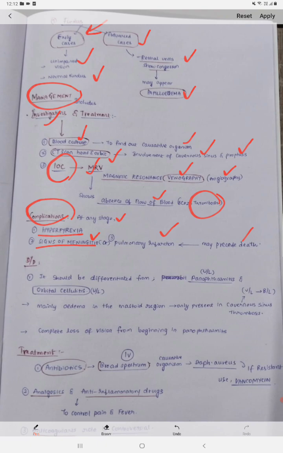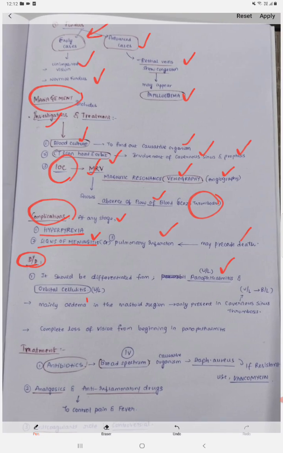Actually, cavernous sinus thrombosis is a very dangerous condition. If you don't treat it, it may lead to complications and subsequently death also. That's why treating this condition is very important. Differential diagnosis. Why do we have to know about the differential diagnosis? Because two other conditions resemble cavernous sinus thrombosis, but we can differentiate them with some features. Let us get into it. The other two conditions are orbital cellulitis and panophthalmitis.